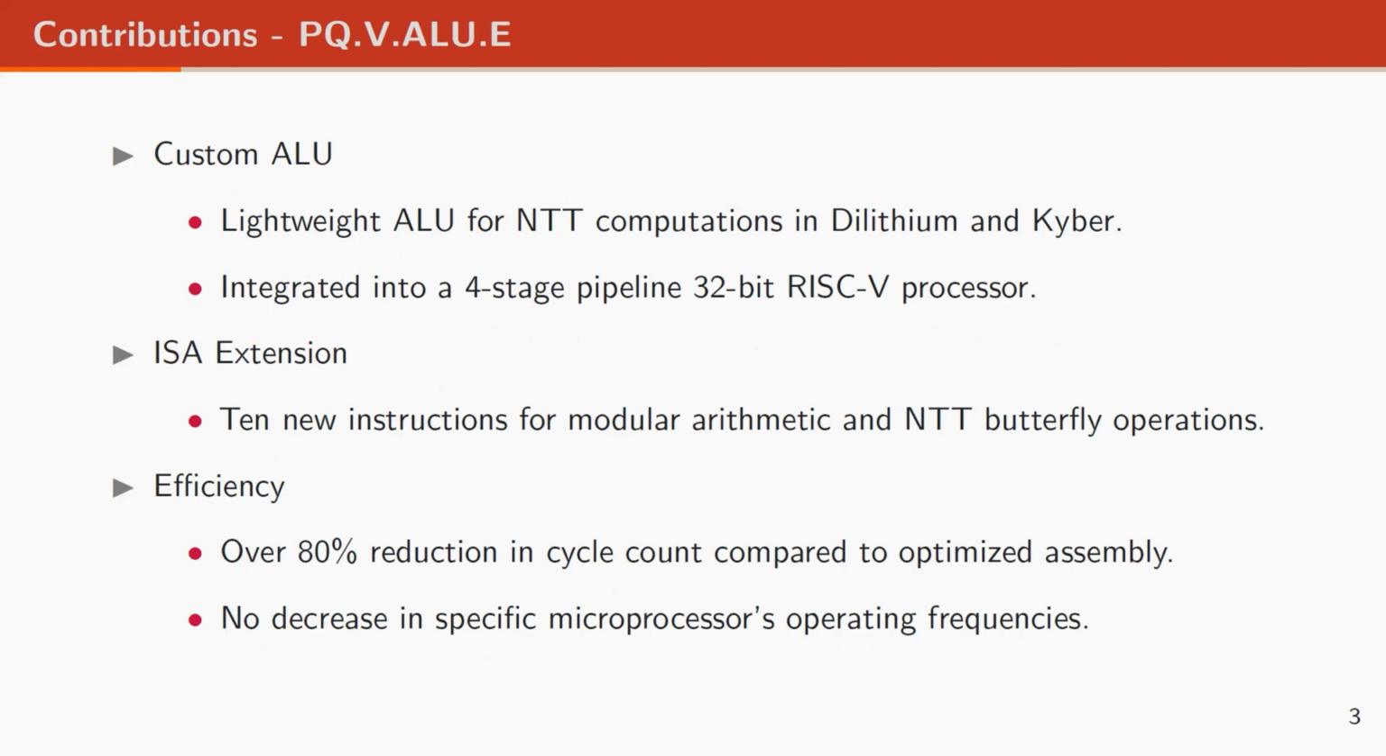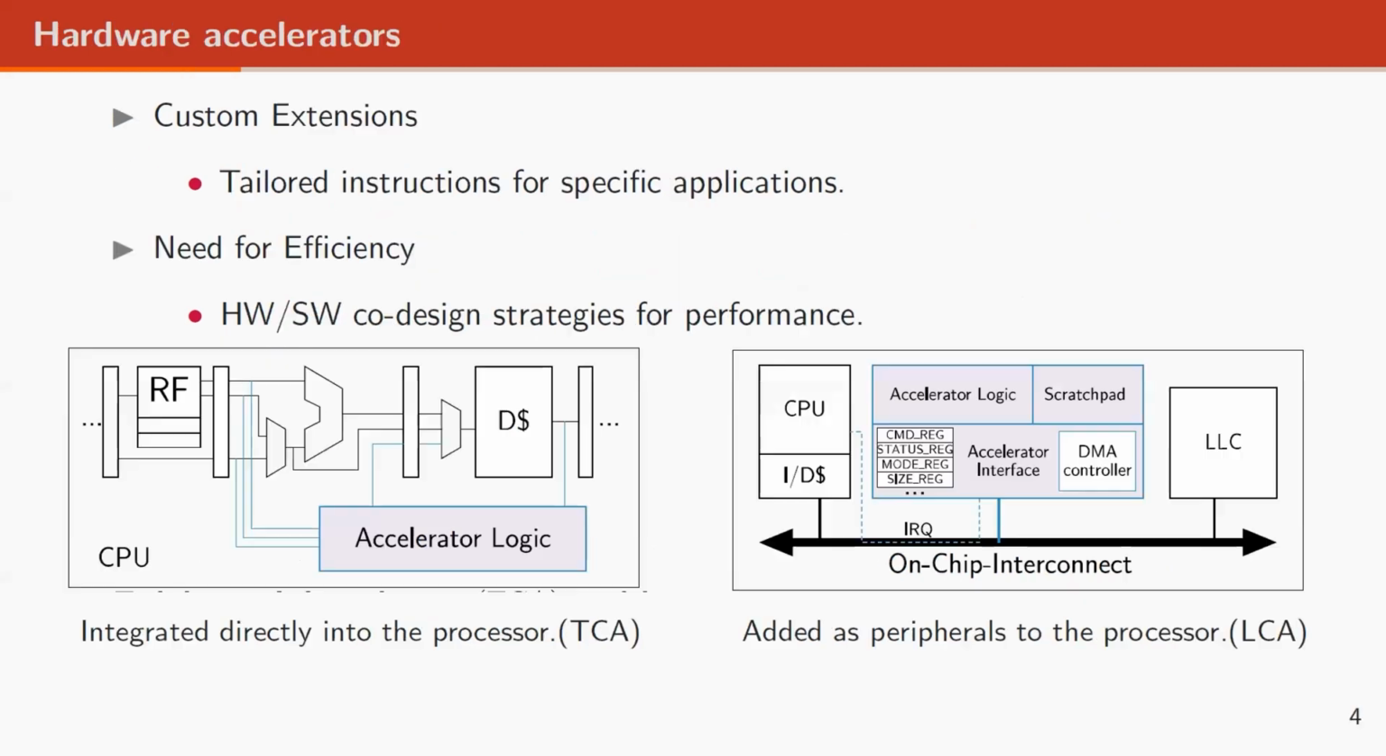Having this in mind, to target implementation of these schemes into small devices, we created a custom ALU that does the NTT computation, that speeds up the NTT computations in both Dilithium and Kyber, and we integrated it in a 4-stage RISC-V pipeline processor. We extended the instruction set of this RISC-V processor with 10 new instructions that do modular arithmetic and the NTT butterfly operations. And we managed to reduce the cycle count by over 80% compared to an optimized assembly that we have. And we also managed to not have a decrease in the operating frequency of the processor that we tested, at the specific frequencies we tested. I will go into details in the next slides.